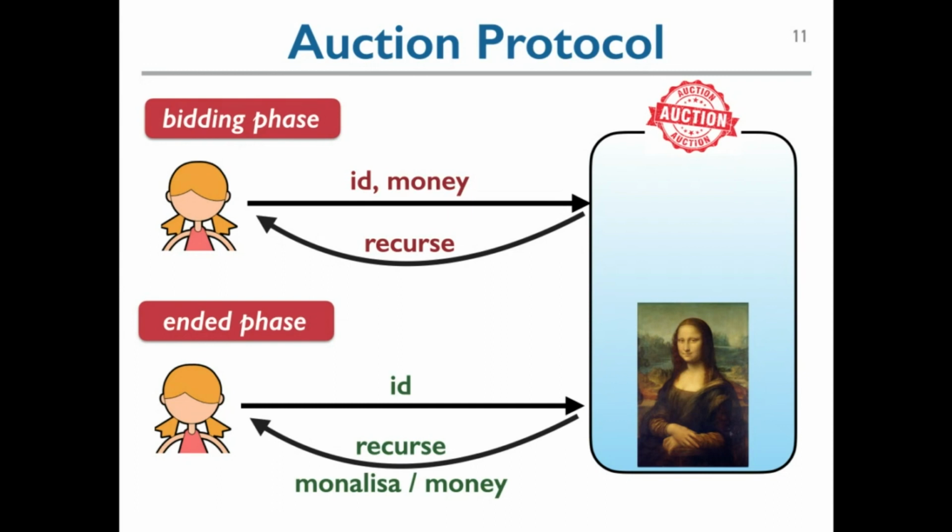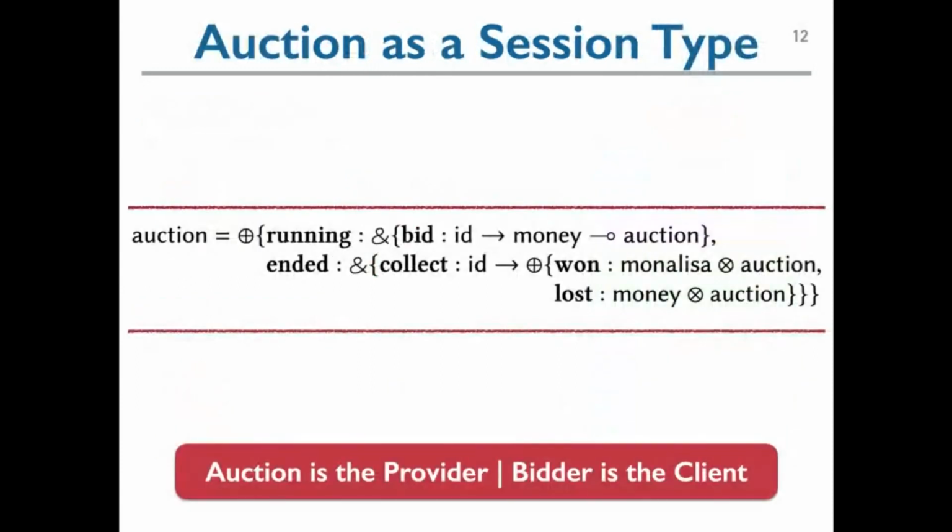So my core idea here is that this auction protocol that I'm showing here, I will represent as a session type. And then the type checker will enforce that this protocol is maintained by the contract that you implement. So this is the session type that the auction protocol would offer. This is a little bit complicated, so I'll go through this slowly and step by step.